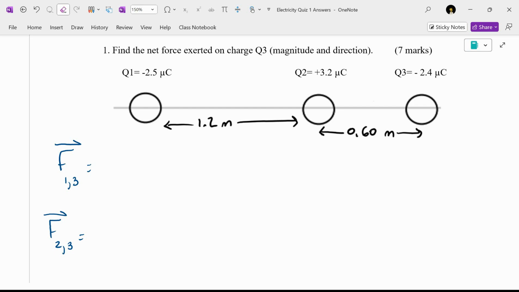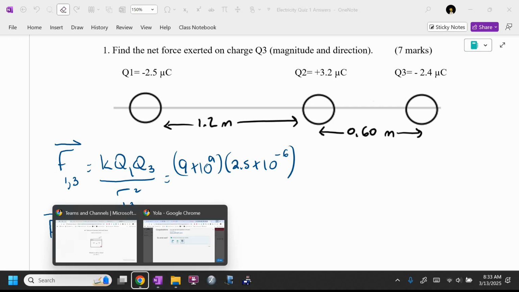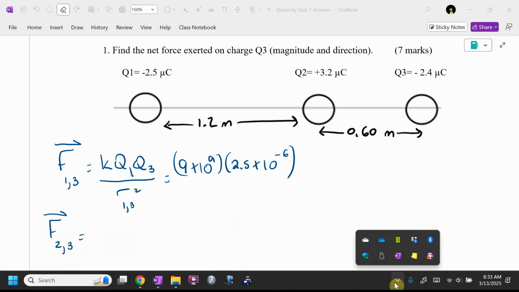I know charge 1 and charge 2 are pushing on each other. I don't care about that. Coulomb's law says K, this is going to be Q1, Q3 over R between 1 and 3 squared. It's going to be 9 times 10 to the 9th. Q1, I'm not putting the negative in. I'm going to use microcoulombs, 10 to the negative 6. I'm going to use the negative to figure out what the direction is by using like charges repel.